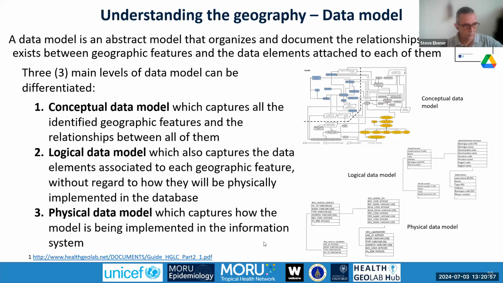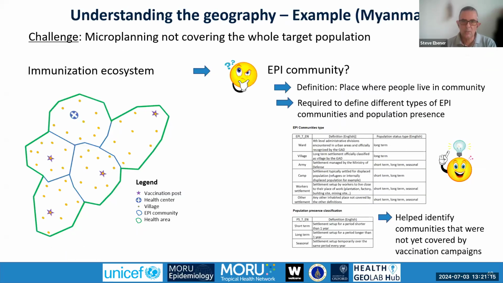Okay, so now, geographic features, definition, hierarchies, conceptual data model, right? These are the elements that will help in understanding this geography. So let's look at a few examples to illustrate why understanding this geography is so important, and why this is really the first step to take once it has been identified that geospatial data and technologies can help address challenges or priorities faced by a program or an intervention.